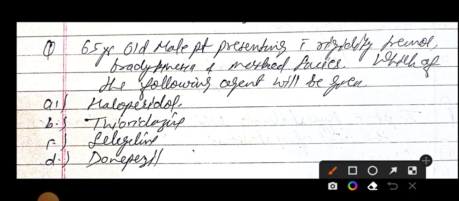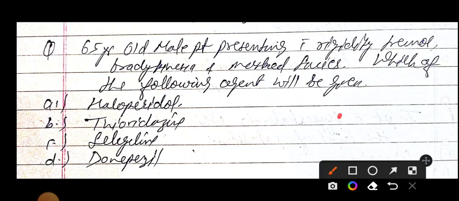Okay, and how does sumatriptan act? Through 5-HT1B/1D agonist action. For exam, in future they like to ask mechanism of action. A 65-year-old male presenting with rigidity, tremor, bradykinesia, masked face. Which of the following agents will give relief?